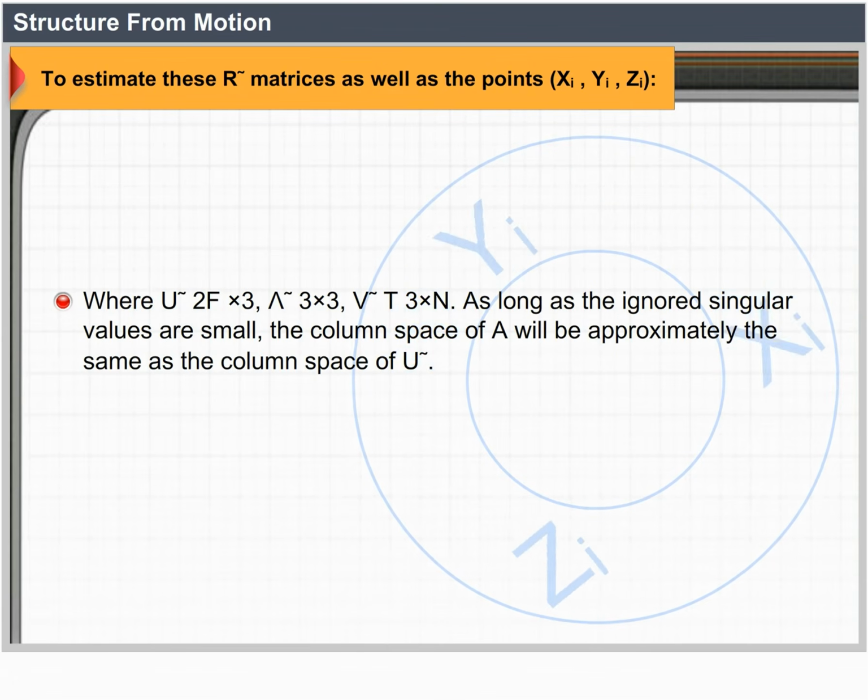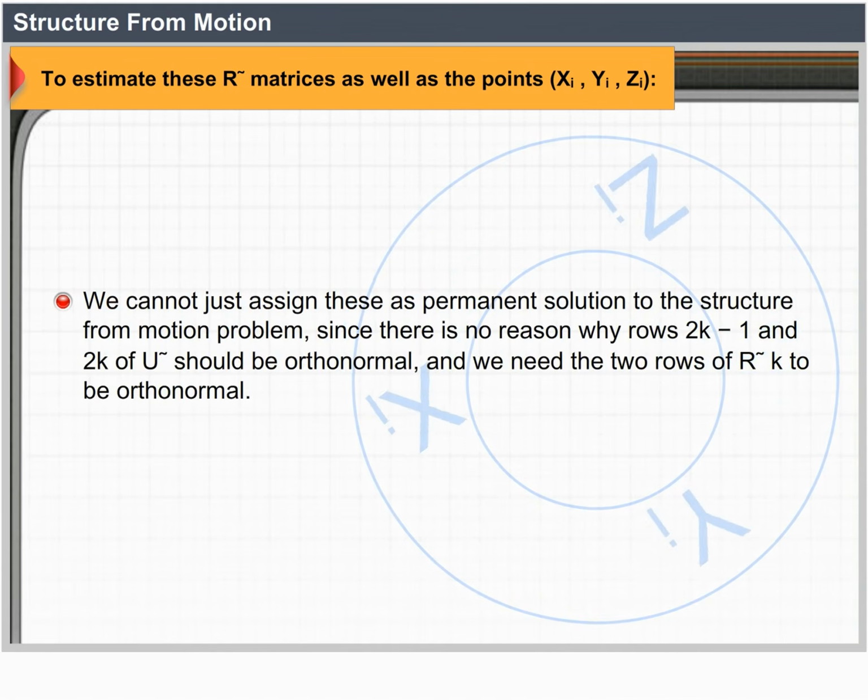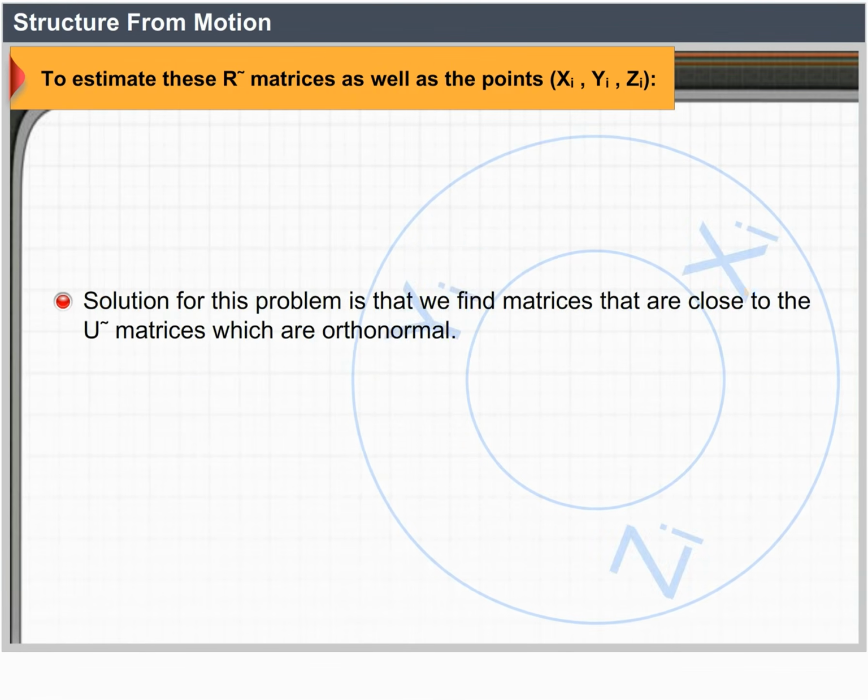As long as the ignored singular values are small, the column space of A will be approximately the same as the column space of U dash. Notice that the U dash matrix and the Σ dash V dash to the power t have the same dimensions as the rotation, motion, and XYZ structure matrices respectively. However, we cannot just assign these as our solution to the structure from motion problem. There is no reason why rows 2k-1 and 2k of U dash should be orthonormal, and we need the 2 rows of Rk to be orthonormal. To solve this problem, we find matrices that are close to the U dash matrices that are orthonormal.